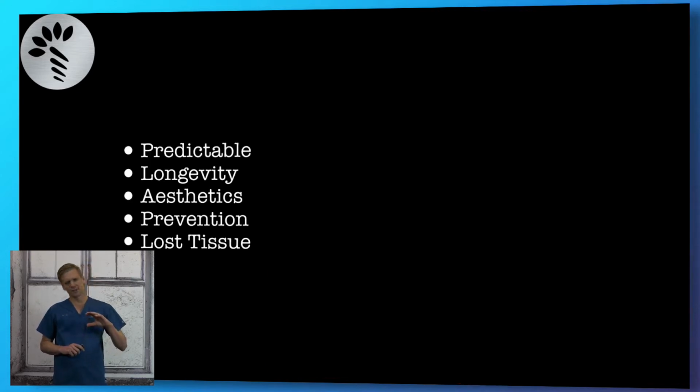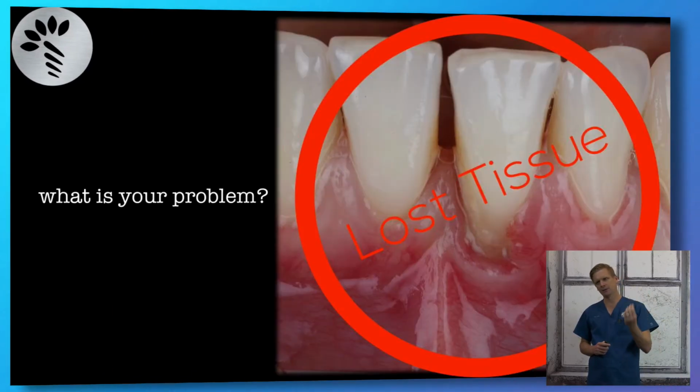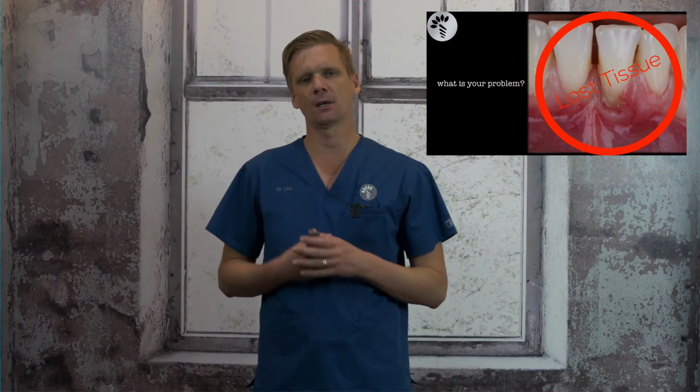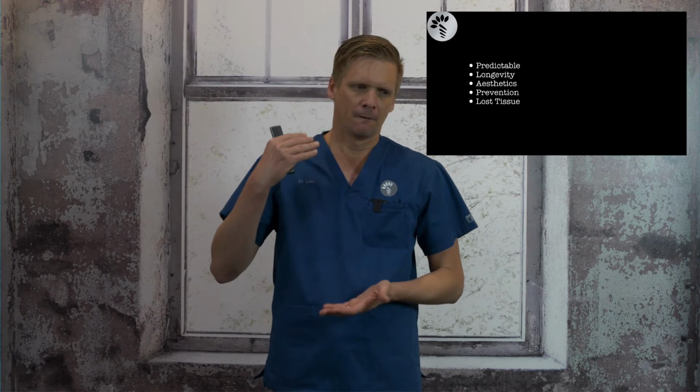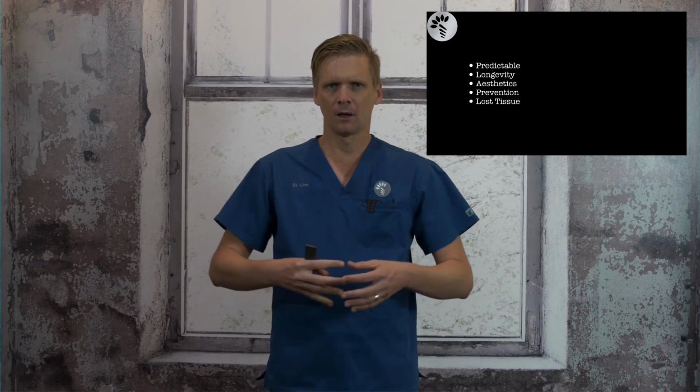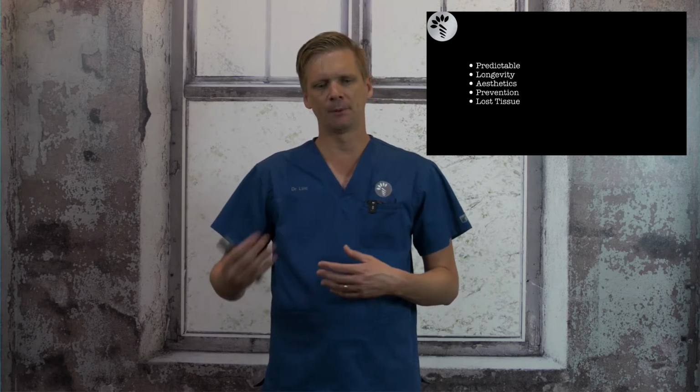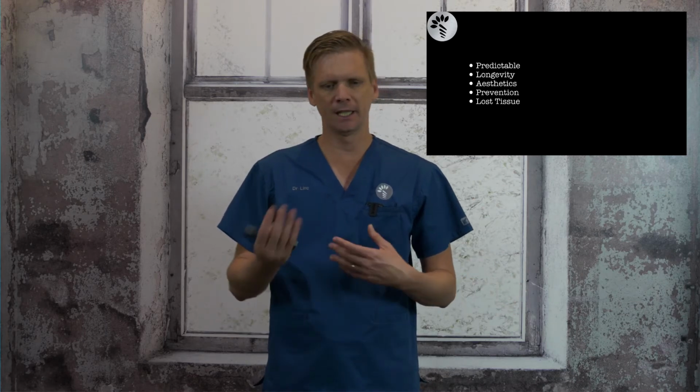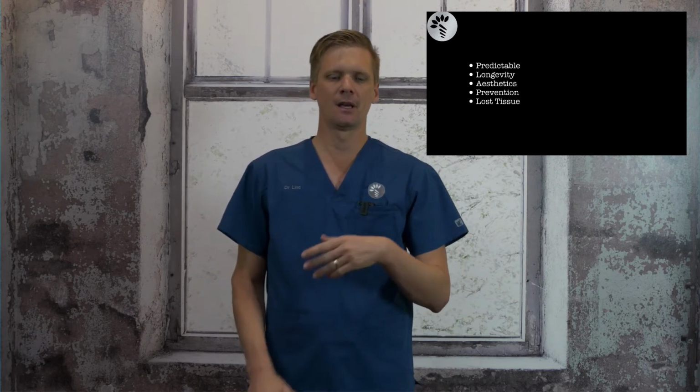And then of course we can think about lost tissue as well. If we go back to this case here, we can also think about the patient who has lost tissue and, for whatever reason, we want to bring the tissue back. So they're the main things I want you to think about with the soft tissues. How can we be predictable? How can we get better longevity, better looking results, how can we prevent loss of teeth, and how can we deal with lost tissue?